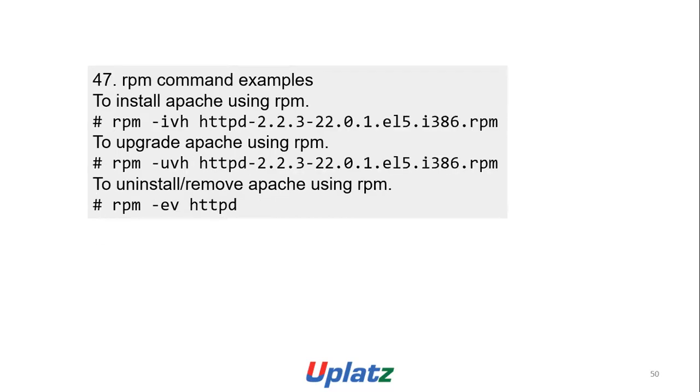RPM command examples. To install Apache using rpm, rpm -ivh httpd-2.2.3-22.0.1.el5.i386.rpm. To upgrade Apache using rpm, rpm -uvh httpd-2.2.3-22.0.1.el5.i386.rpm. To uninstall or remove Apache, rpm -ev httpd.